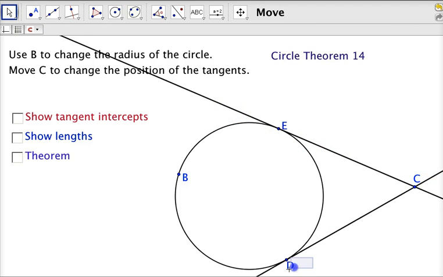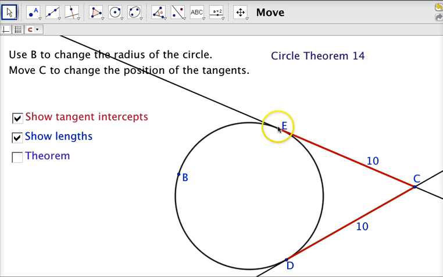And CD are both tangents to the circle because at E, we only touch the circle at one point, and at D, we only touch the circle at one point. So the tangent to a circle from C to E and the tangent to the circle from C to D, what I'm going to do, we're going to show the tangent intercepts.